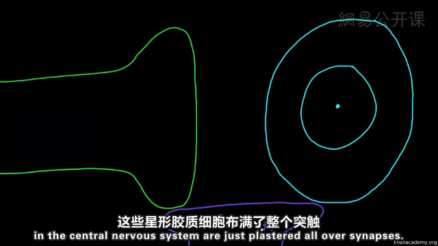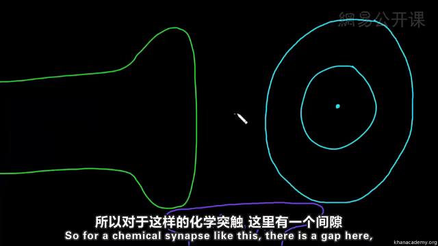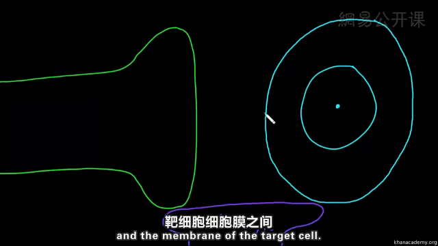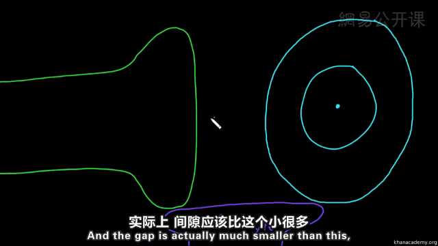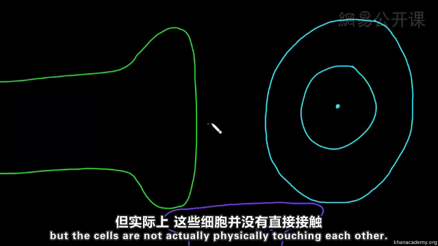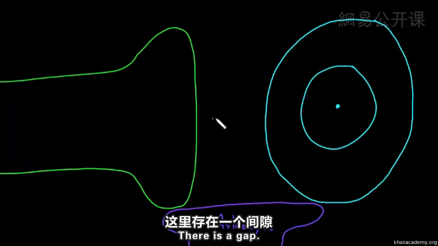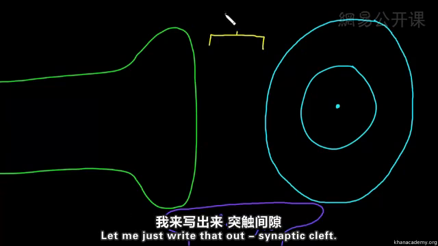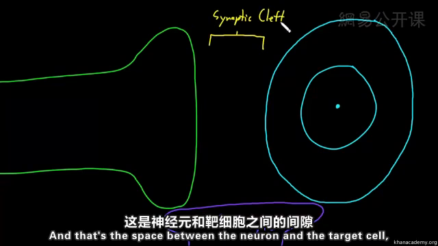And this would be one of the end feet of the astrocyte that in the central nervous system are just plastered all over synapses. So for a chemical synapse like this, there's a gap here between the membrane of the axon terminal of the neuron and the membrane of the target cell. And the gap is actually much smaller than this, but I just needed a little room to draw. It's a very, very small gap, but the cells are not actually physically touching each other. There is a gap. And we call this gap the synaptic cleft. Let me just write that out. Synaptic cleft. And that's the space between the neuron and the target cell.